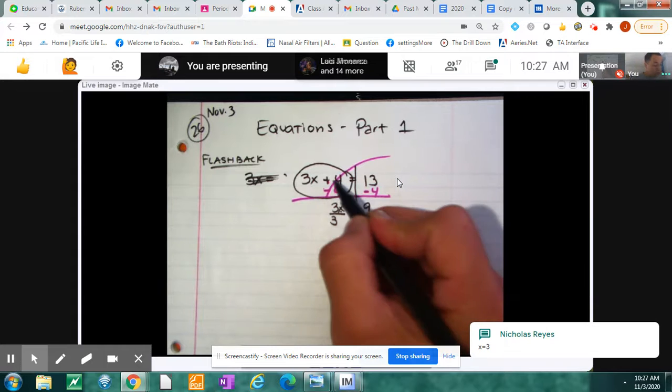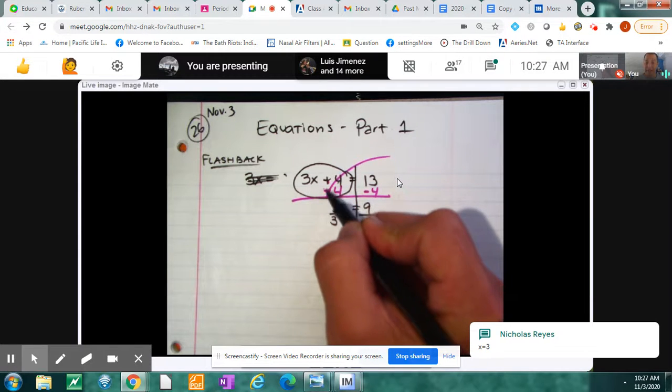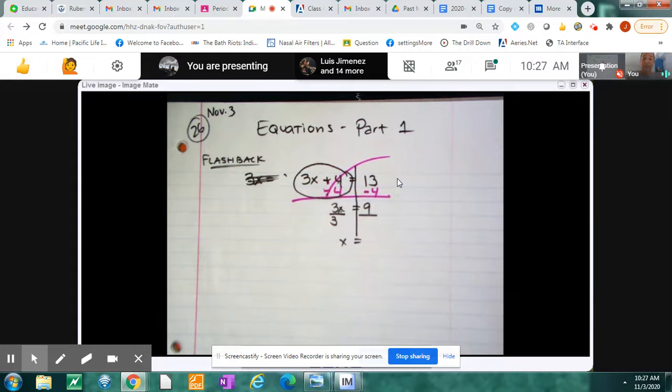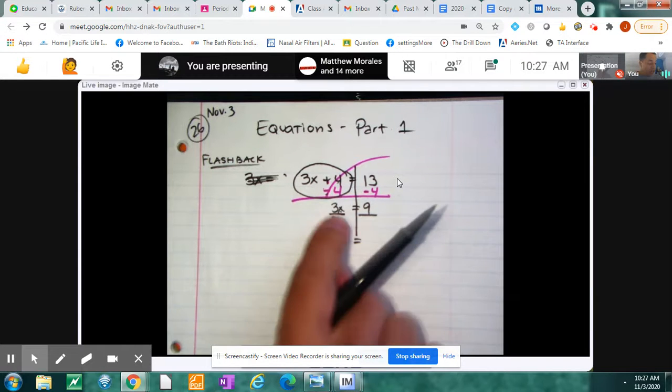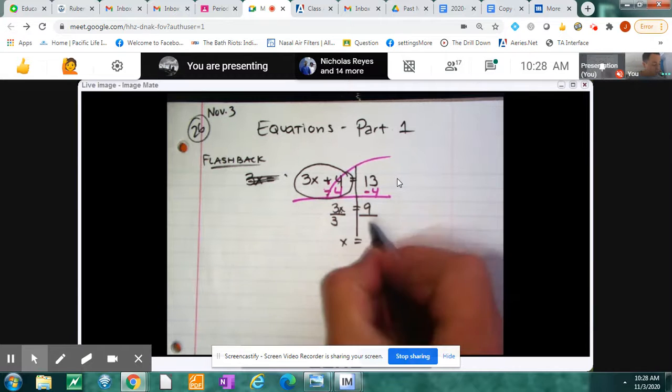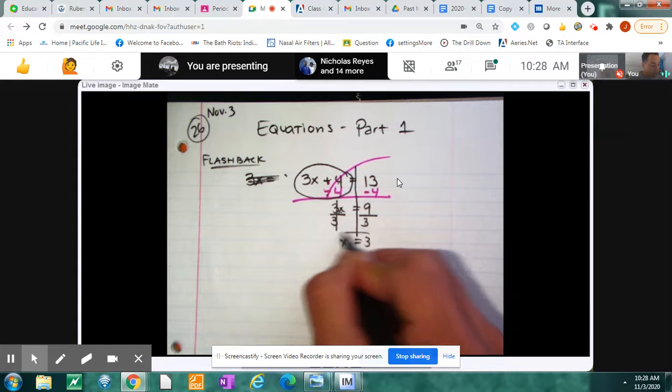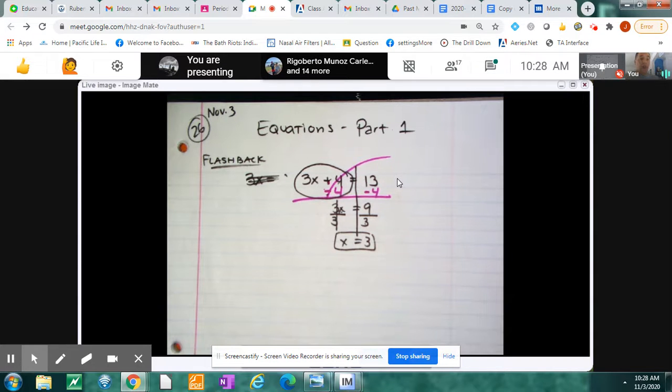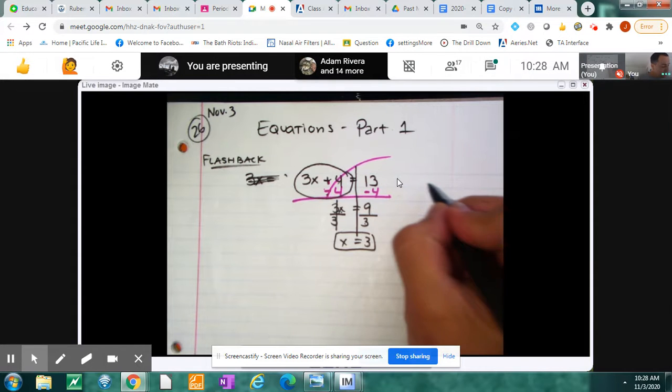Here, the opposite of plus is minus, right? The opposite of adding is subtracting. Here, the opposite of times is division. So you're going to divide, and that's 9 divided by 3 is 3. Okay? That's all you have to remember. And now, what if it's on the other side? All right, let's do this.